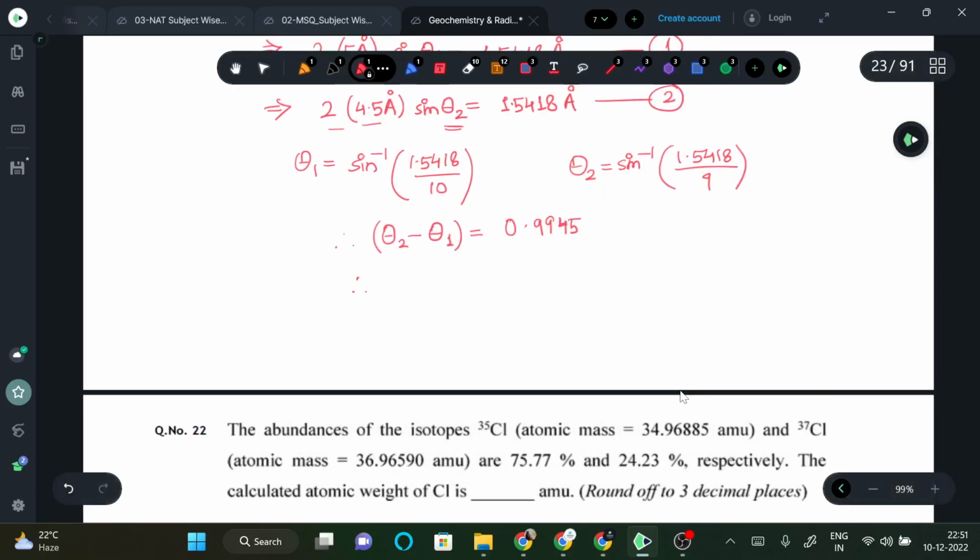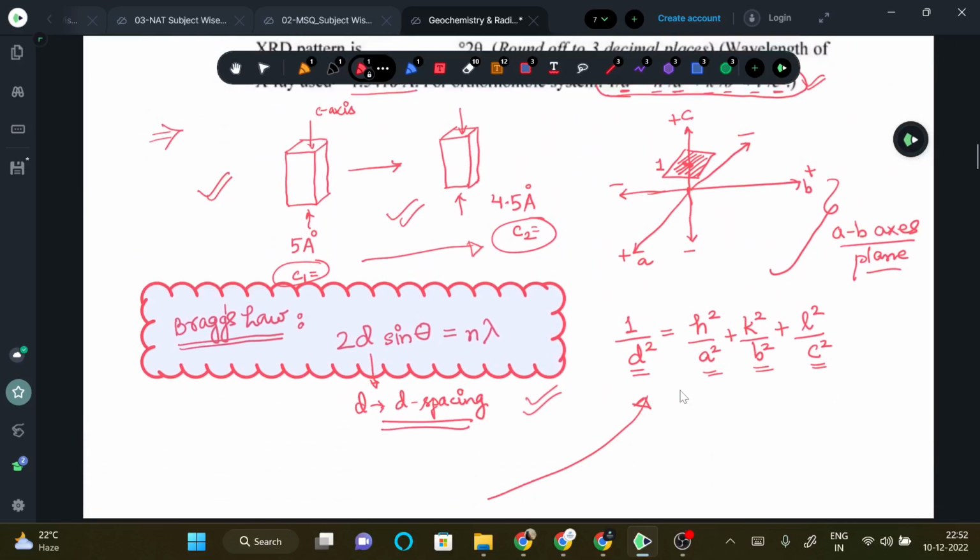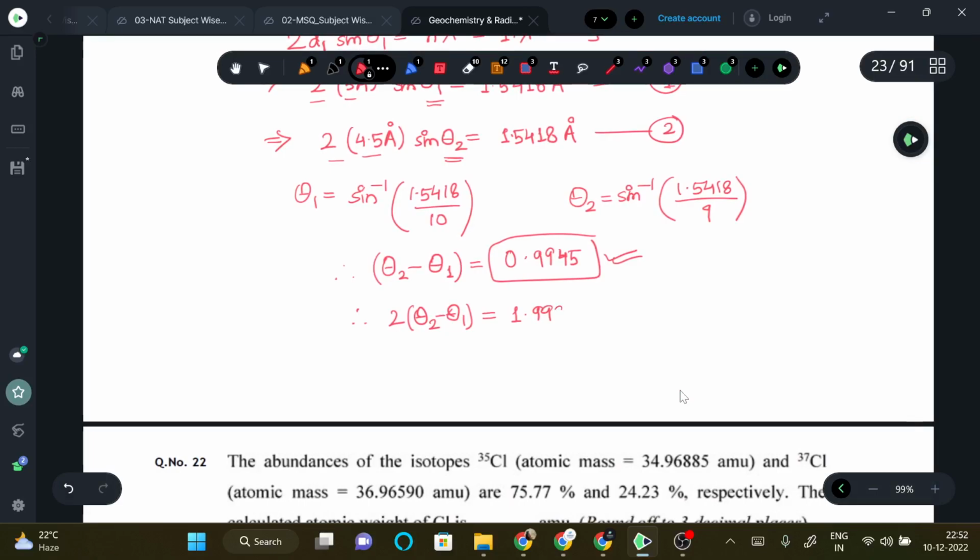Here it is asking for 2 theta, so we have to multiply by 2. Most people in the exam would have got up to this point and entered this as the answer, but that will be wrong. The answer will be 1.999 something. Up to how many decimal places have they asked? Up to 3 decimals. So it will be 1.999. This is the absolute difference, but it is asking for 2 theta, so we just multiply 2 with the final theta value.